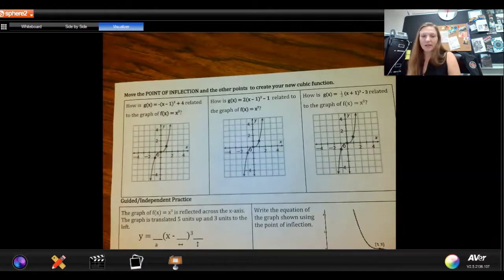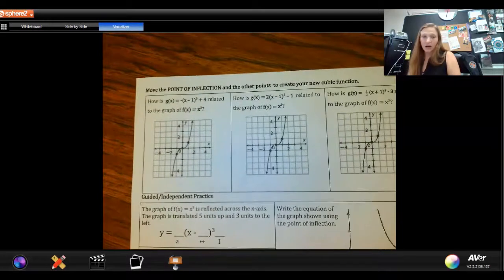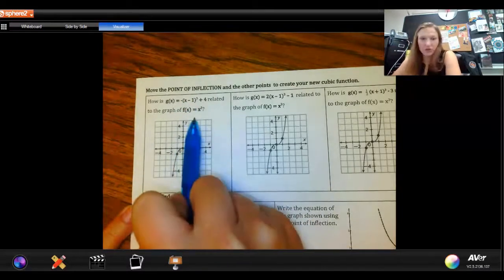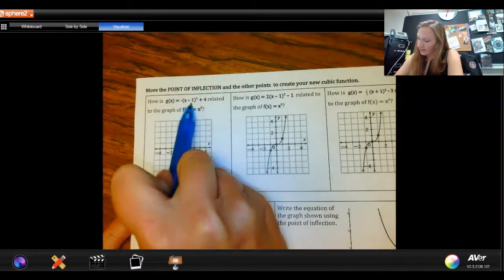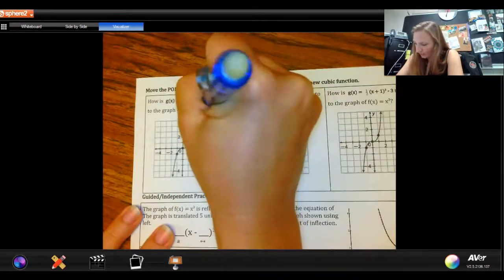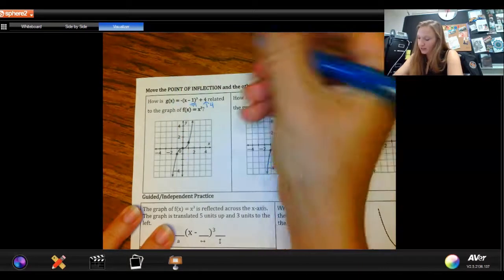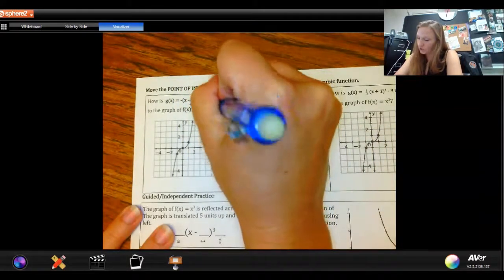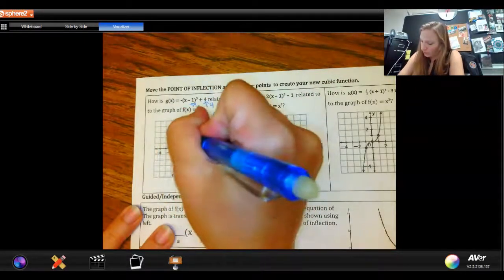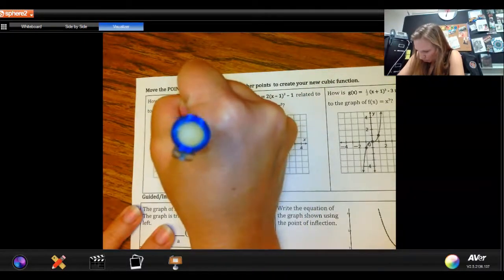Okay, so let's graph a couple together. Looking on the back side of your notes. So first we're going to record the point of inflection. So on the graph here shown is the parent function, and this is going to shift the graph to the right 1 and up 4. So my new point of inflection is going to be 1, 4. So that's going to be the first point that I'm going to graph. I'm going to go over 1, up 4. So there is the new point of inflection.